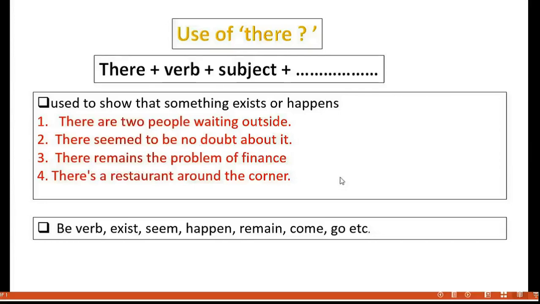My dear students, in this structure, though the subject comes after the verb, still the subject modifies the verb. In the first example, the subject is two people, that is plural number, and the plural verb are has been used. In the third example, the problem of finance, the subject is third person singular number and the singular verb has been used. And in the last example, there's a restaurant, third person singular number and singular verb has been used here.